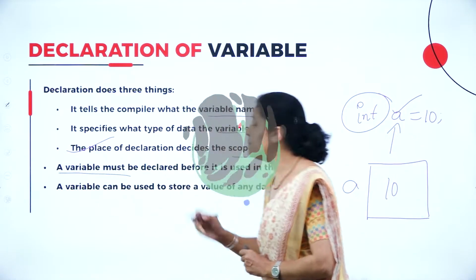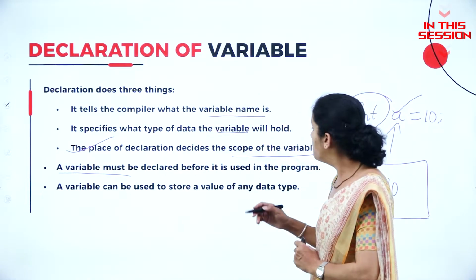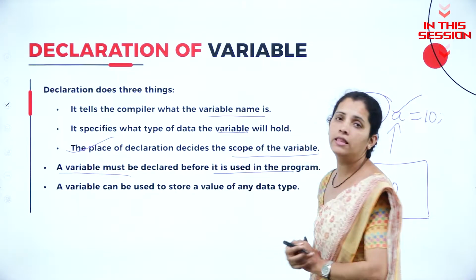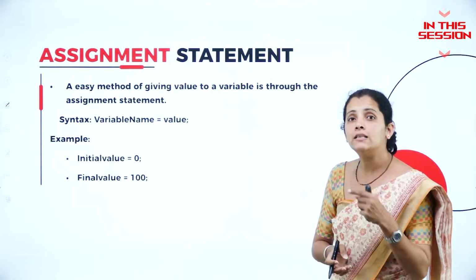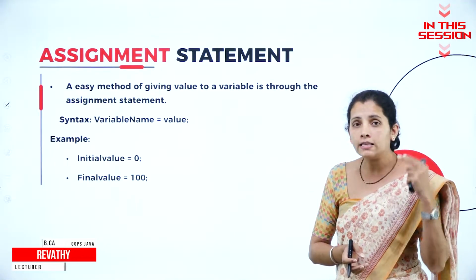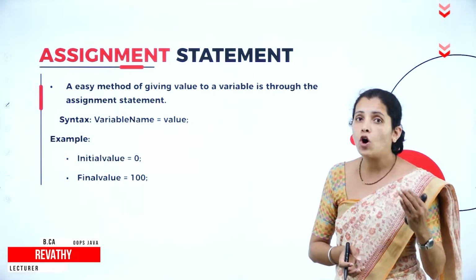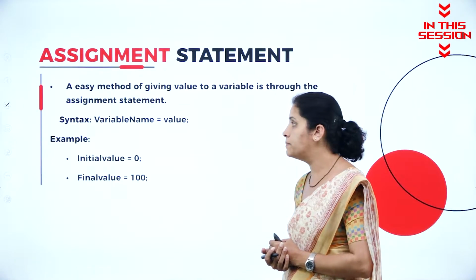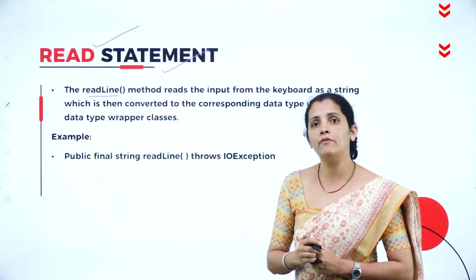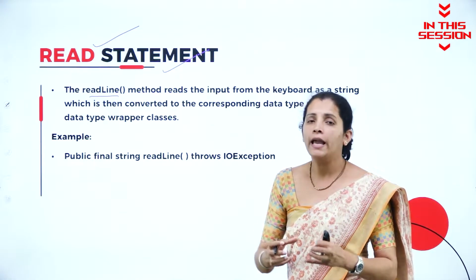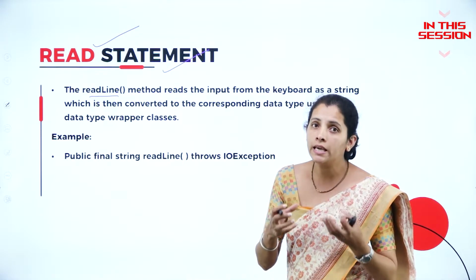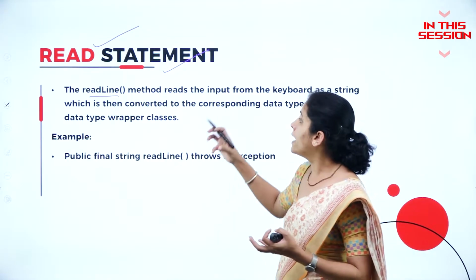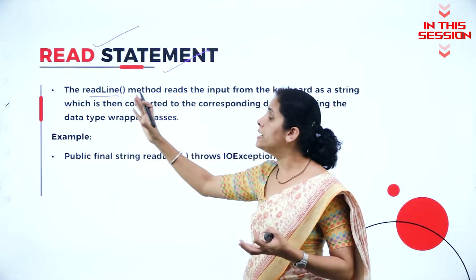A variable must be declared before it is used in the program. I'm going to assign the value. To assign the value, which operator am I going to use here? That is nothing but the equal symbol. Suppose I want to input any value from the keyboard, then I can use ReadLine.